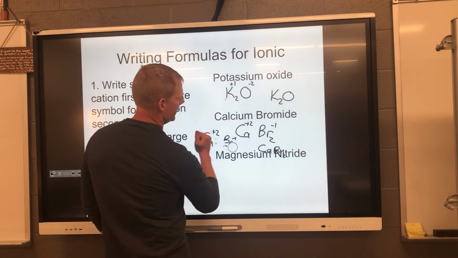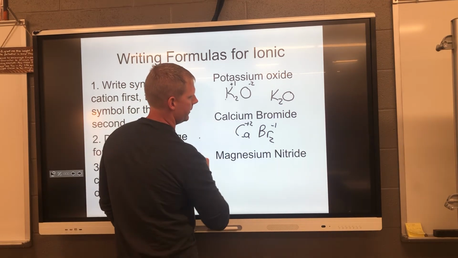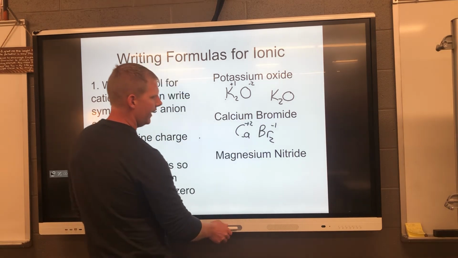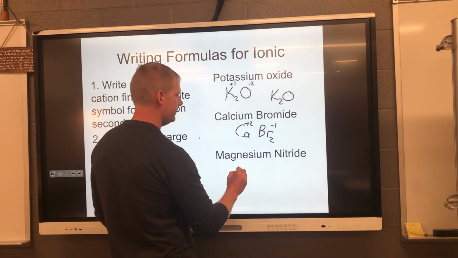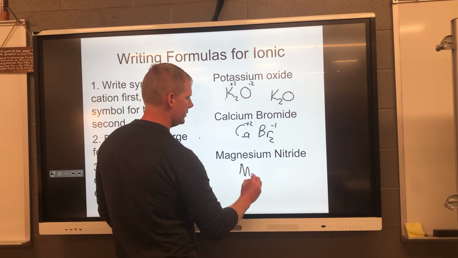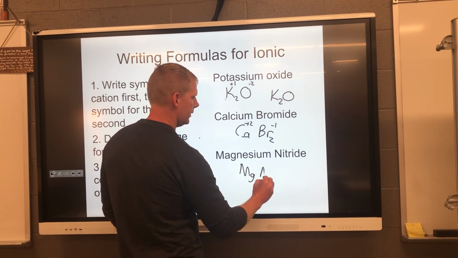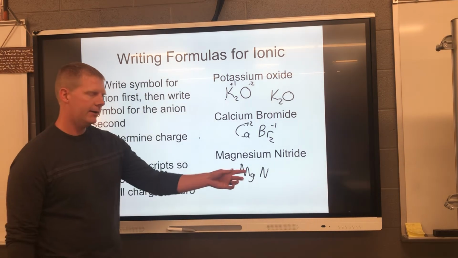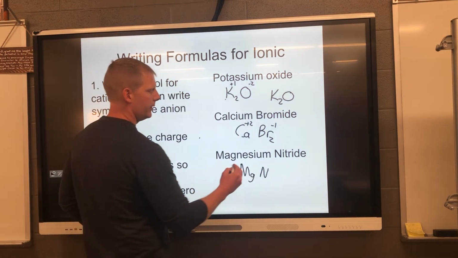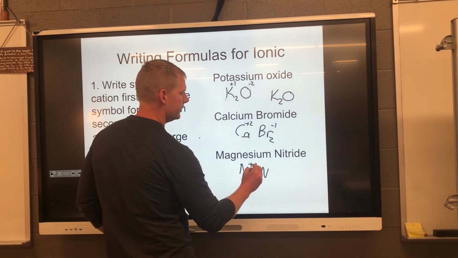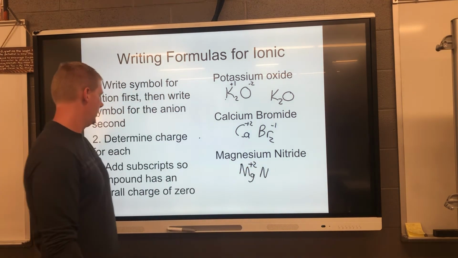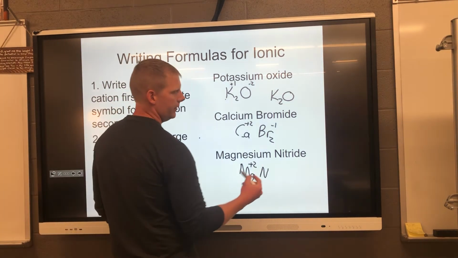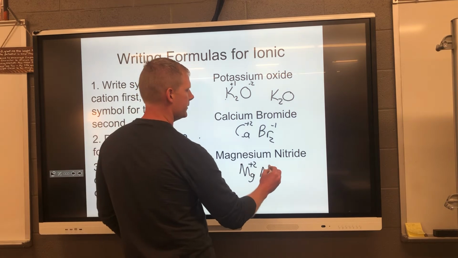All right, last one. We have magnesium nitride. So magnesium, we get Mg, nitrogen N. Step 2, determine the charge for each one. Magnesium, again group 2, gets rid of those 2, so it's going to have a positive 2. And then nitrogen is a negative 3. It's in group 15, takes in 3 electrons.